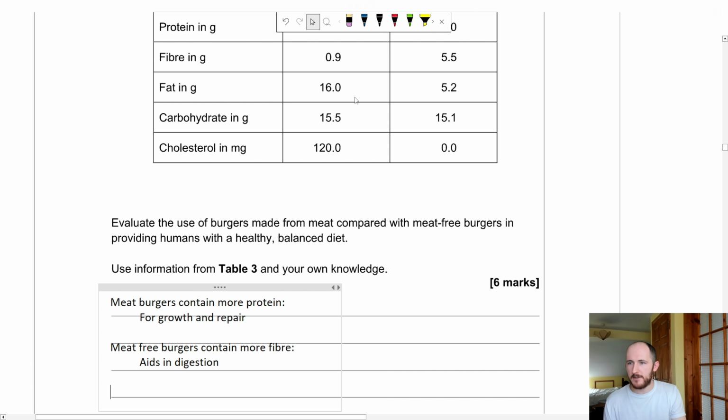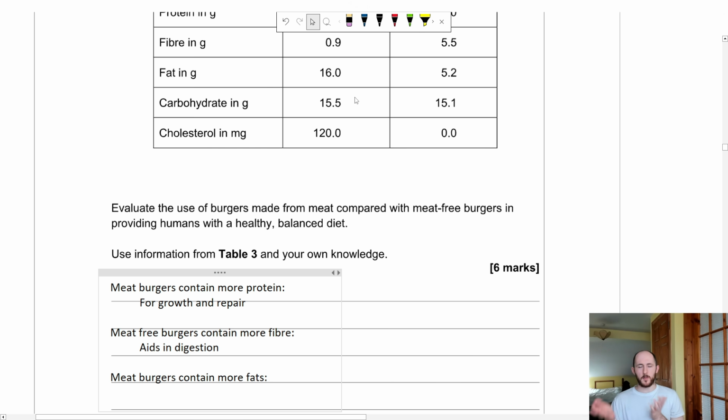Next, fats. Well, I mean, this way you could consider it positive or negative. But again, we don't have to say positive or negative. We just say meat burgers contain more fats. And why? What is the problem or good side of that? Well, what do fats remind you of? Well, bad things. Okay, cool. What bad things? Well, could be obesity.